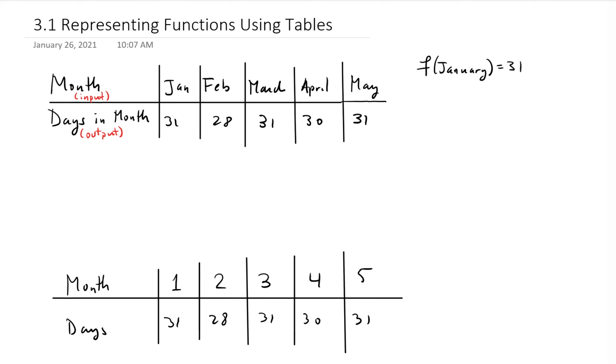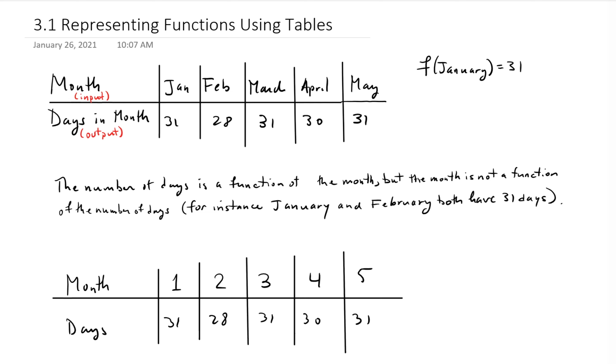So let's first maybe write that down before we move on. The number of days is a function of the month, but the month is not a function of the number of days. And for instance, January, and I wrote February, but this is false, January and March both have 31 days.